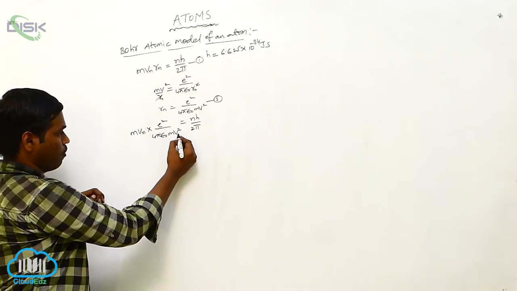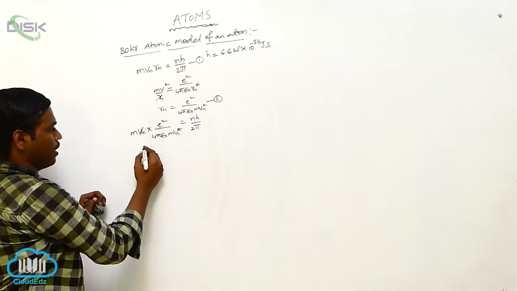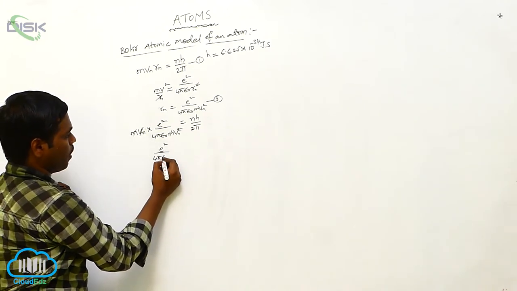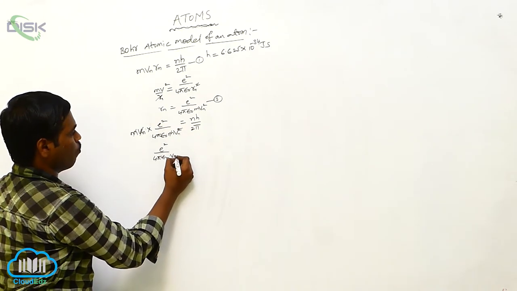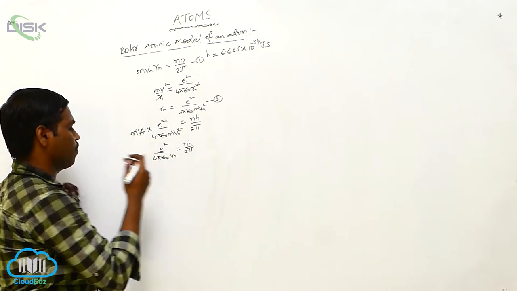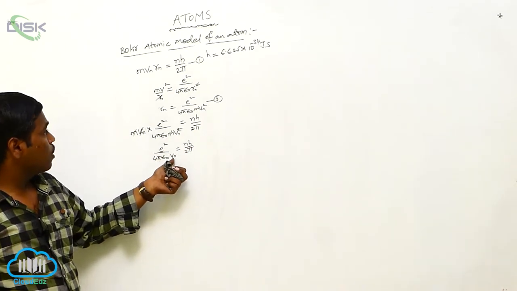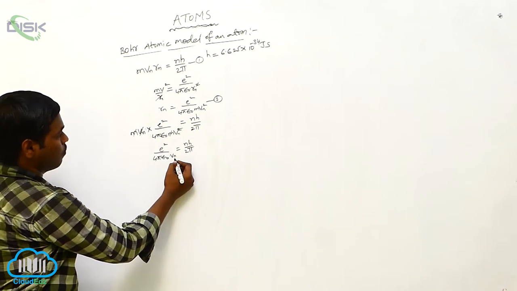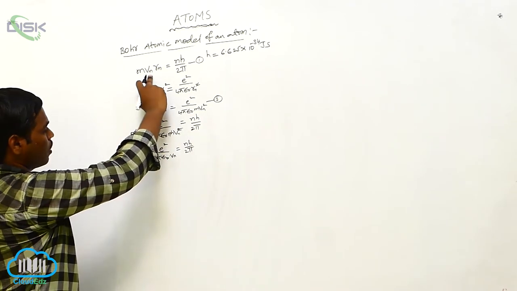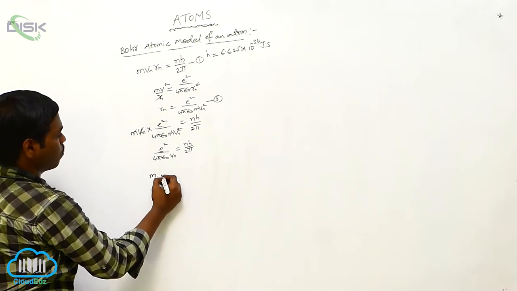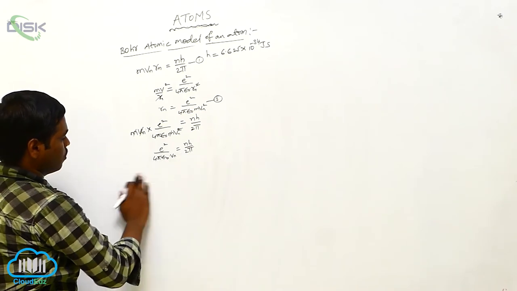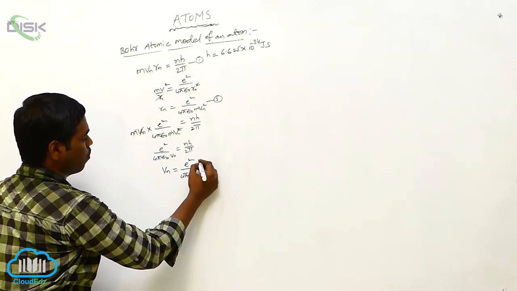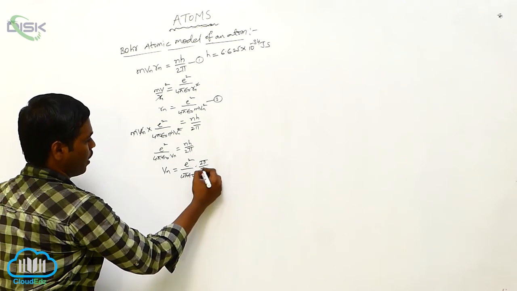Now here v and vn get cancelled, and m gets cancelled, then we'll get e square by 4 pi epsilon naught into vn is equal to nh by 2 pi. We got e square by 4 pi epsilon naught into vn is equal to nh by 2 pi. Here, this vn value, if we substitute it again into this equation, we get vn is equal to e square by 4 pi epsilon naught into 2 pi by nh.